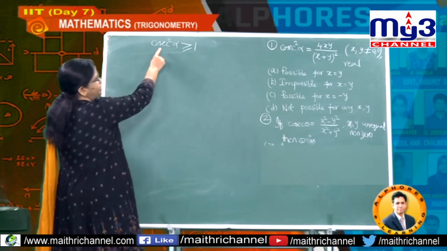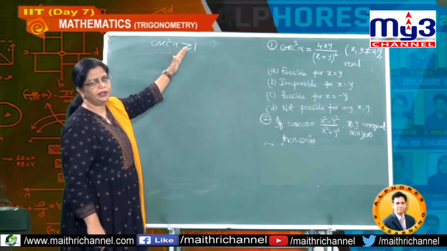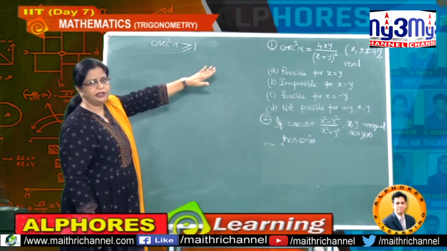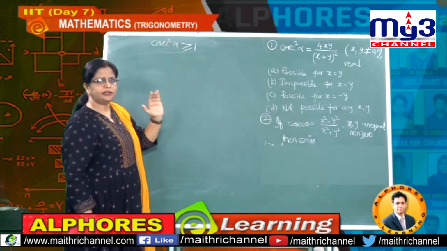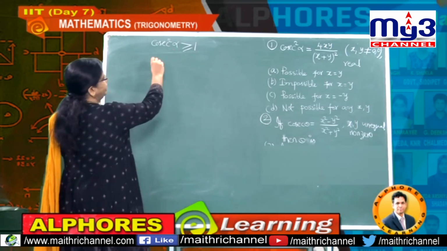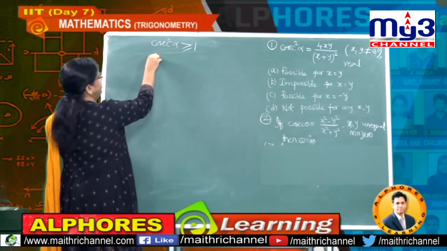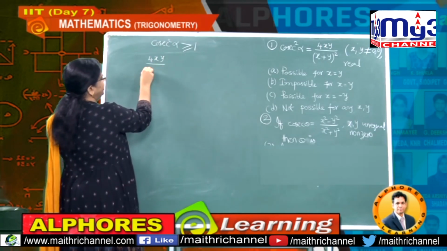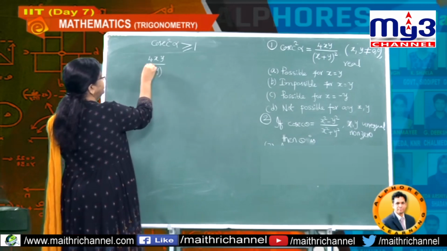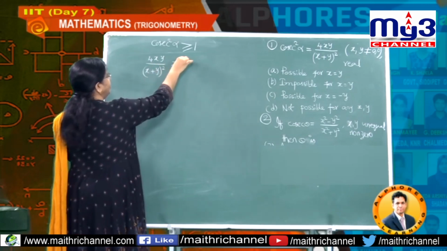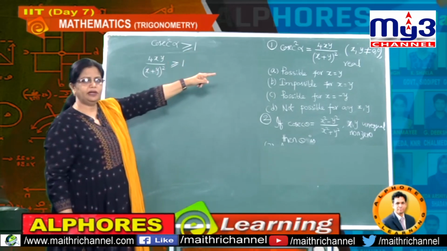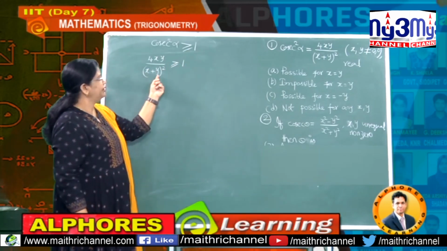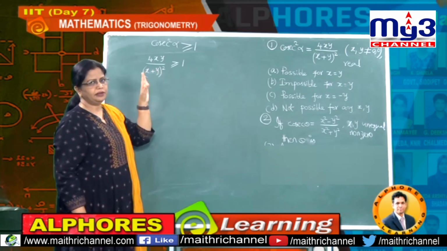Now let us substitute cosecant square alpha here. If alpha is a real value from the domain, then this inequality must hold good. So I am substituting this value: 4xy divided by (x plus y) whole square is greater than or equal to 1. Already they said x and y are non-zero, so there is nothing to worry about the denominator being 0.